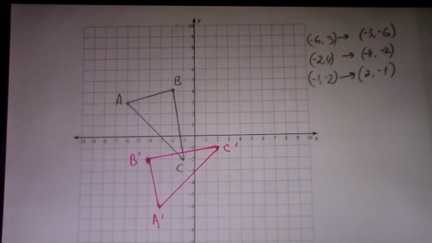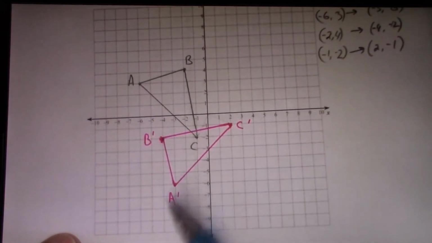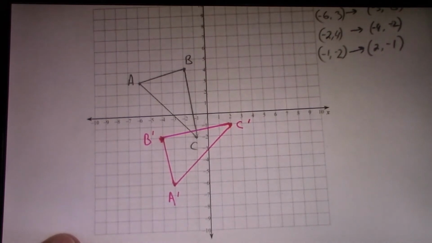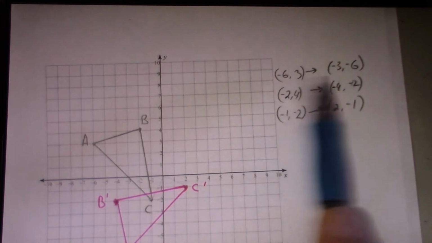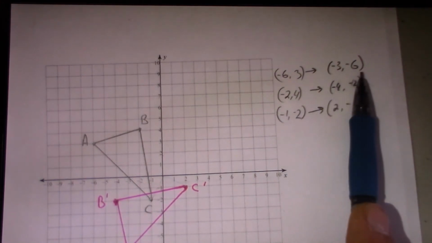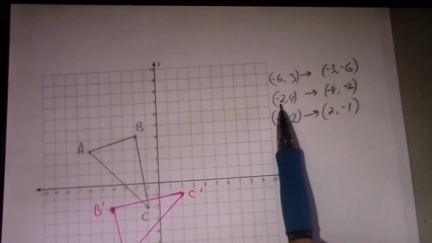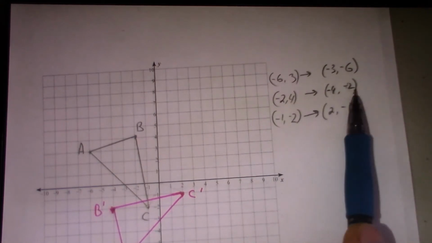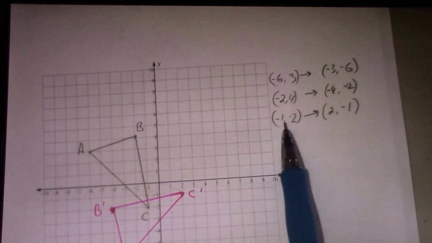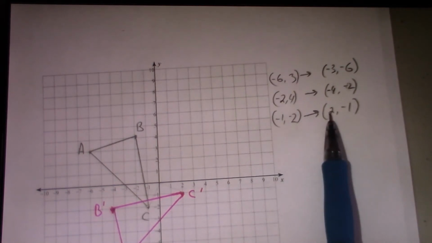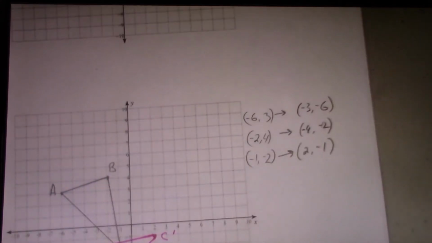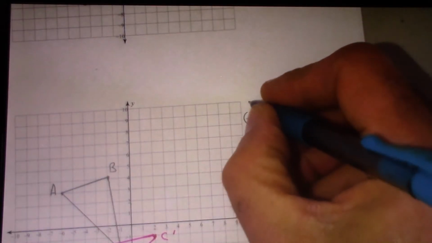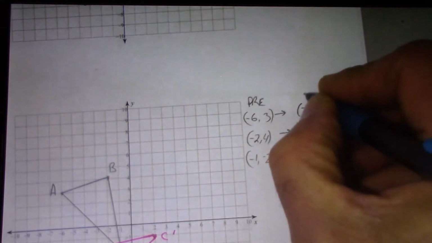Okay, so I've got triangle ABC, and I did a rotation to it till I get A prime, B prime, and C prime. Here are my points. I went negative 6, 3 to negative 3, 6. I did negative 2, 4 to negative 4, negative 2. I did negative 1, negative 2 to 2, negative 1. So this would have been the pre-image, and this would be the image.